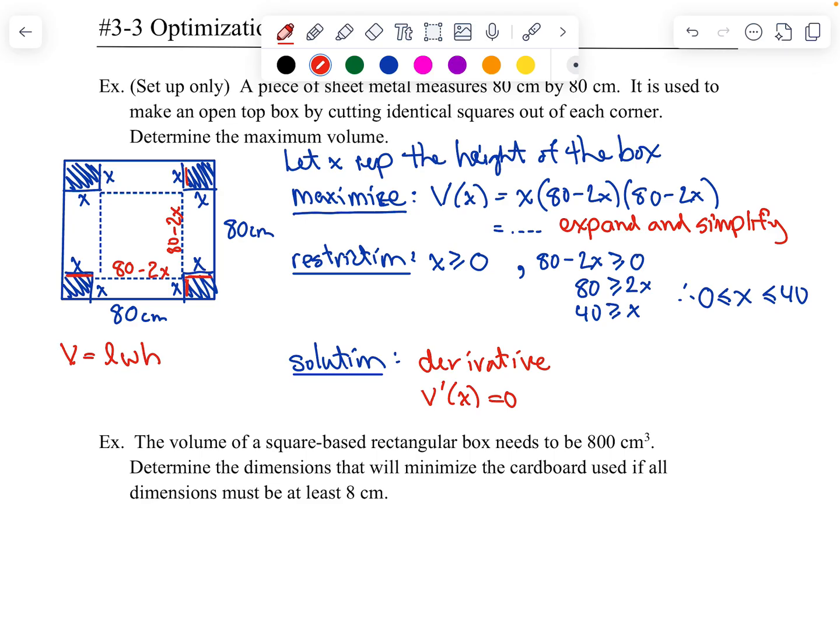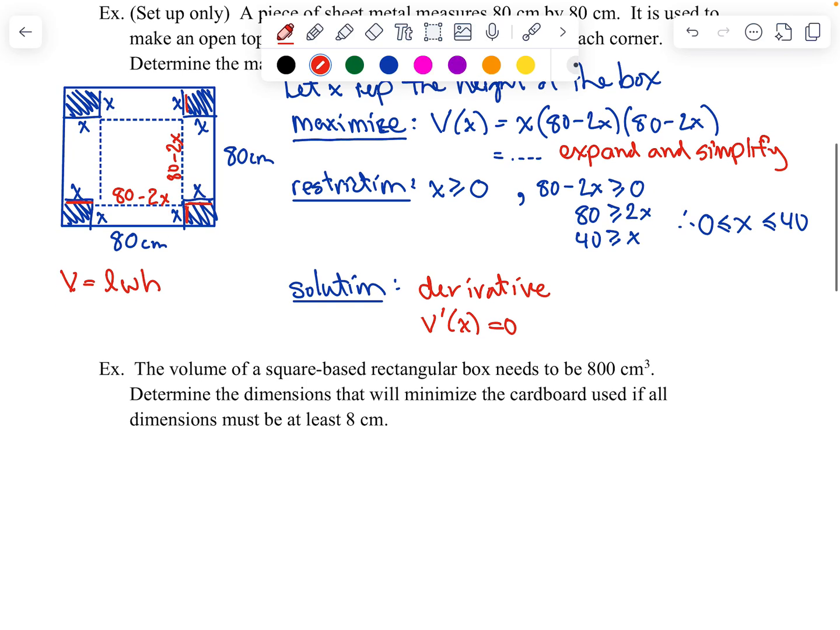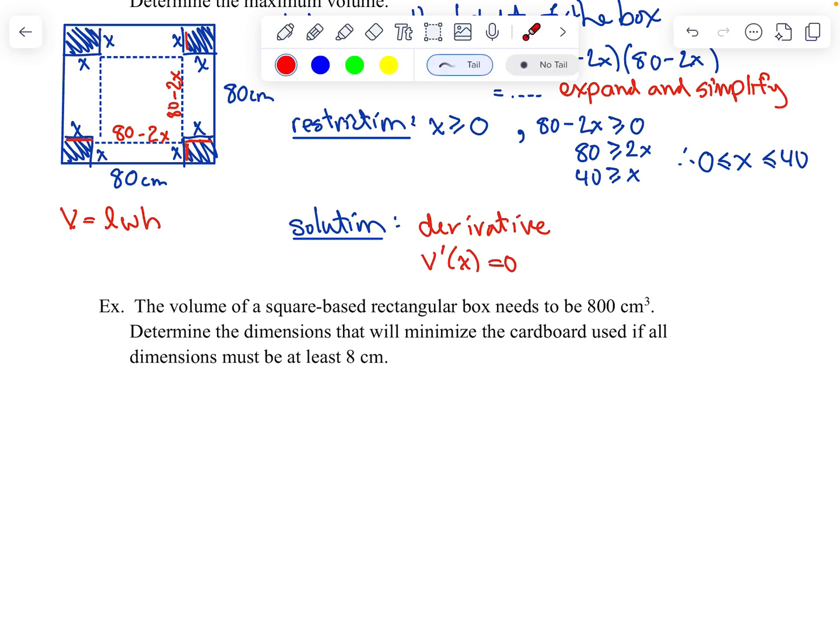In the next question, we also are dealing with a box, but we're not starting with a flat piece of sheet metal. Okay, it's simply saying that we have a box, and it gives us a little bit of information here about that box. It tells us that it's a square-based rectangular box. It also tells us that we already have our volume. Okay, if we want to highlight that, we know here that our volume of that box is given.